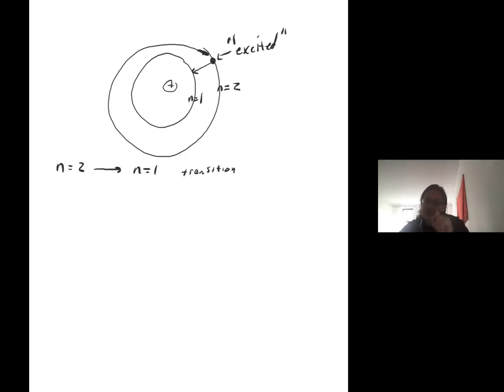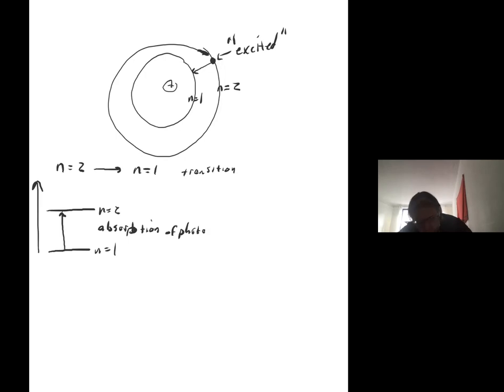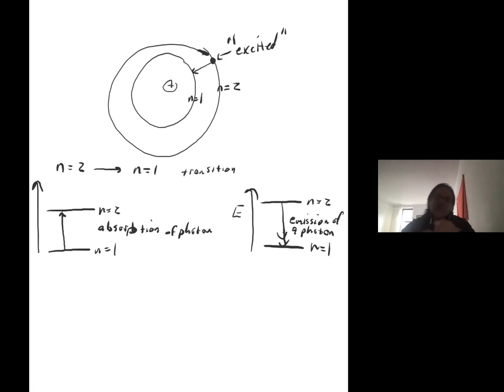In absorption, the electron is promoted to a higher level, right? So let me show you in terms of an energy level diagram. If the electron is going from 1 to 2, that's absorption, right? It's absorbing the energy of a photon. Absorption of a photon. So you need that photon for that to happen. But what happens if it does the opposite of that? What if the electron is in the second level and it goes down to the first level? The opposite occurs. You get what's called emission of a photon. The photon comes into existence. It is created in this process.